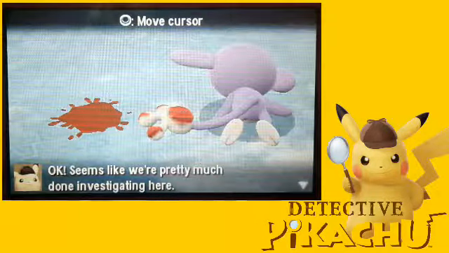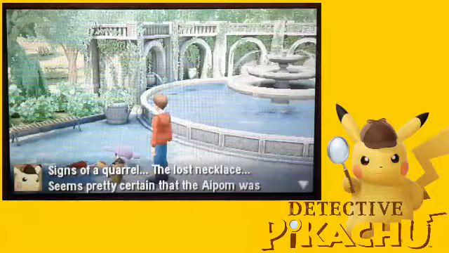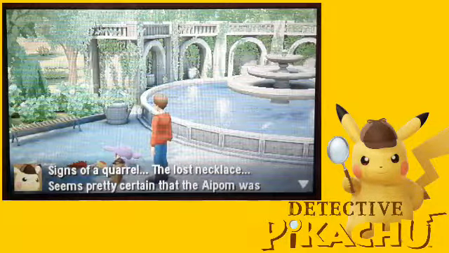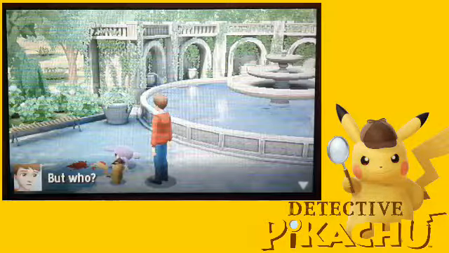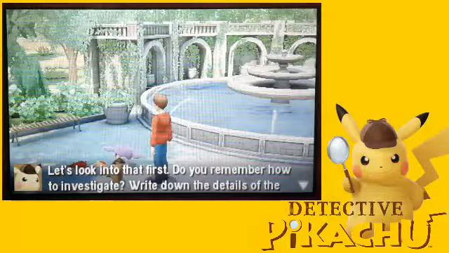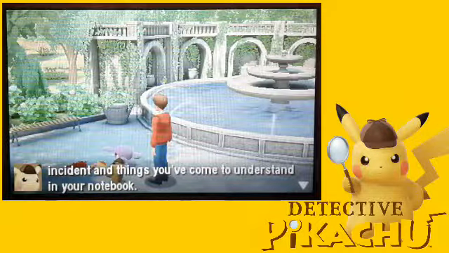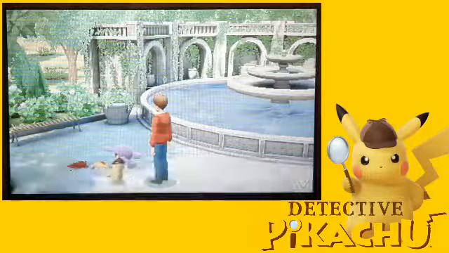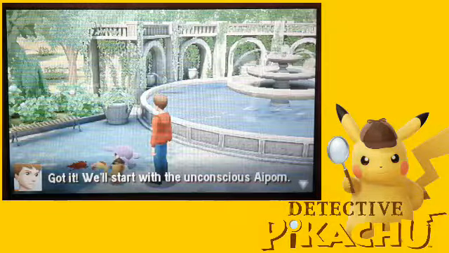Okay, seems like we're pretty much done investigating here. Since there are signs of a lost necklace, it seems pretty certain that Apom was attacked by someone. But who? Let's look into this first. Do you remember how to investigate? Write down details of incidents and things that you come to understand in your notebook. Got it. We'll start with the unconscious Apom.